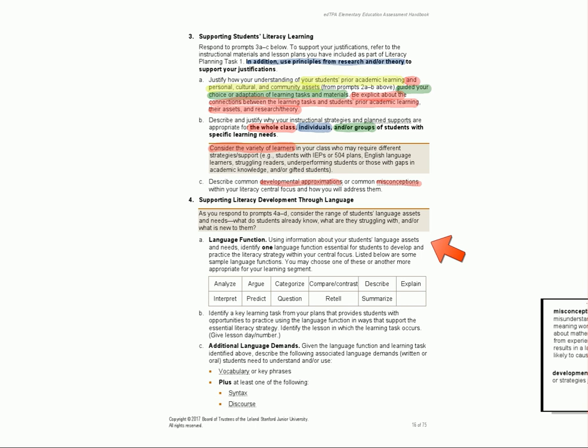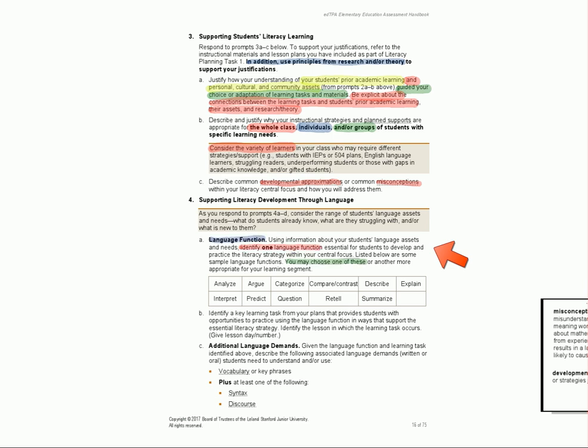All right? So as you look at the inset, it says, as you respond to the following problems, consider the range of students' language assets and needs. So again, assets and needs. What do they already know? What are they struggling with? Or what is new to them? Always keep those things in mind. Let's talk about the parts, the considerations for language now.